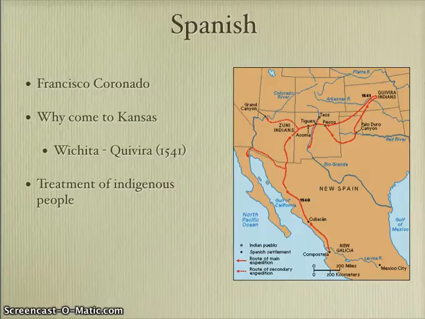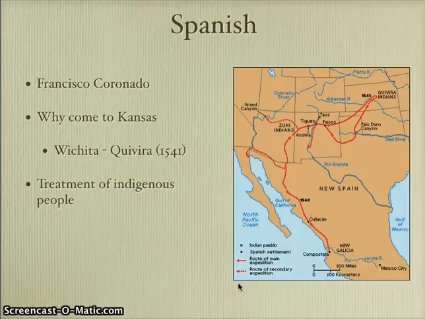Surprise, surprise. But he made it all the way into central Kansas, and who he did meet were the Wichita. As we talked about before, the Wichita were indigenous people. Remember, they're village dwellers that lived in the central southern part of Kansas. One of their cities was called Quivira. We talked about how this is a road out in Johnson County. He did meet these people, and so he is the first European to make it to Kansas and actually meet the indigenous people.